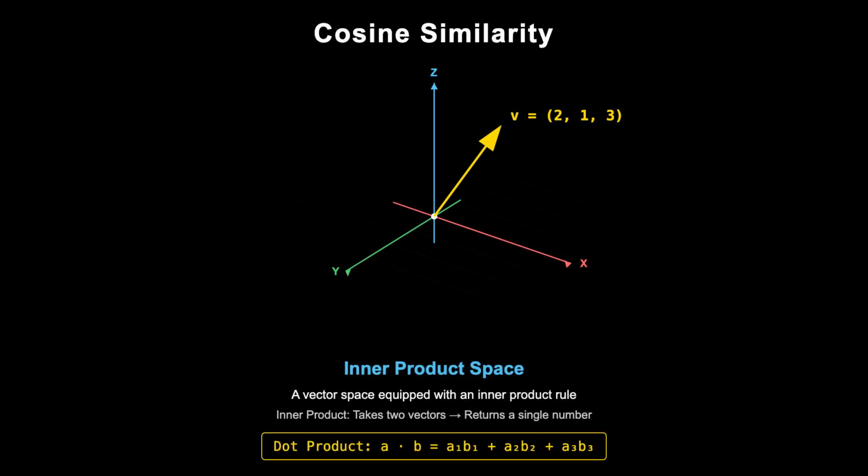An inner product space provides a framework where vectors are equipped with an additional rule, termed an inner product, enabling meaningful comparisons between them. The inner product takes two vectors as input and yields a single number, capturing the extent to which the vectors point in the same direction. In familiar three-dimensional space, this inner product corresponds to the dot product, which involves multiplying corresponding components and summing the results.